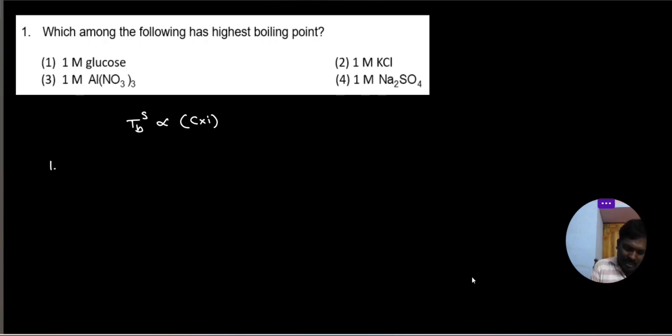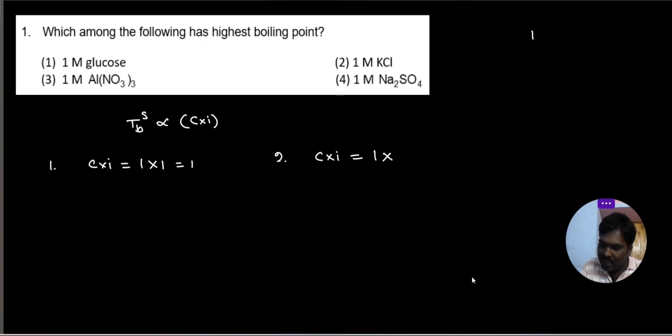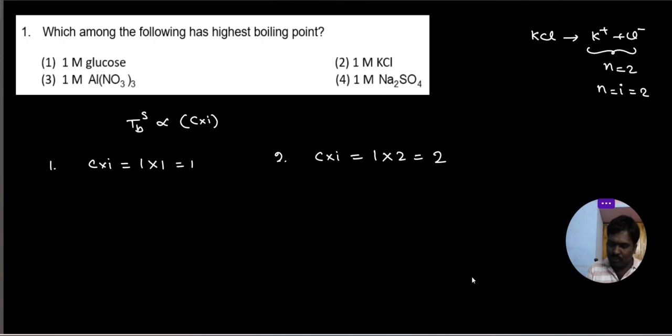So option 1: C into i, concentration 1 molar, glucose is a non-electrolyte, van't Hoff factor 1. Now coming to 2: C into i equals concentration 1 molar, van't Hoff factor, K plus and Cl minus, 2 ions. 100% dissociation you can consider. So the number of expected particles is equal to the van't Hoff factor. KCl dissociates as K plus and Cl minus. How many particles? Expected particles 2. So n equals i equals 2. Okay, 100% dissociation. So now 2.